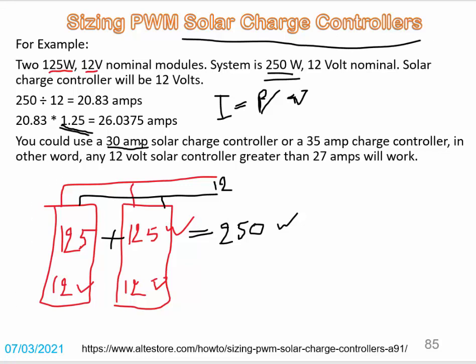You can use 30 amperes. If we research on the internet, we can see the nearest value is a 30 ampere solar charger controller, or we can also use 35 amps. The 30 amps is cheaper than 35 amperes, but we can use both types, there is no problem. In other words, any 12 volt solar controller greater than 27 amperes will work.